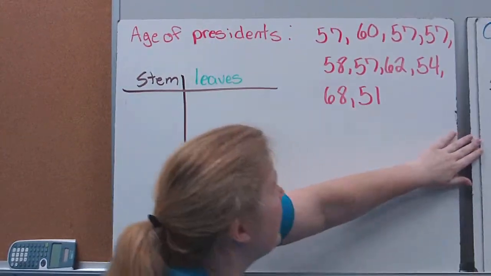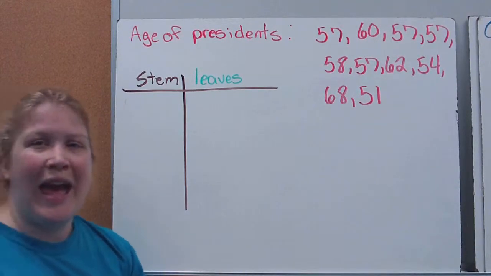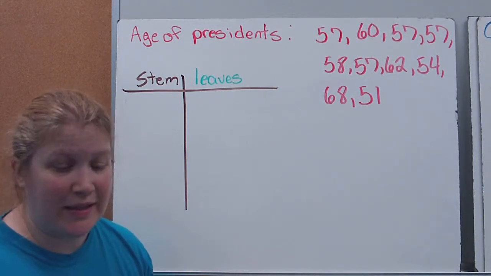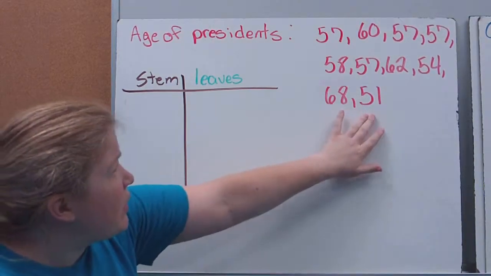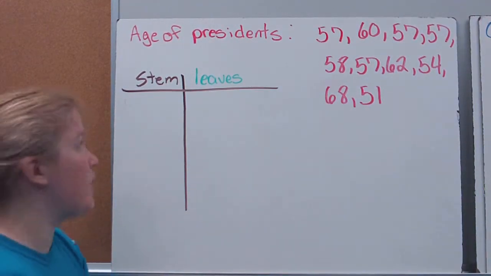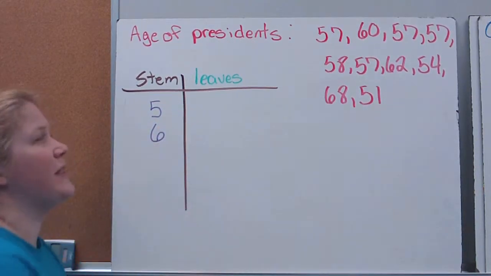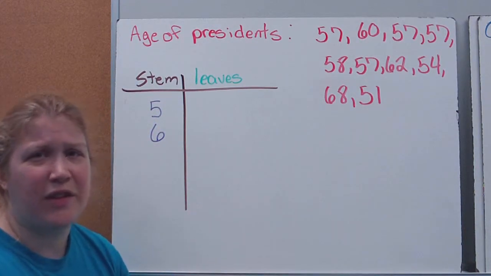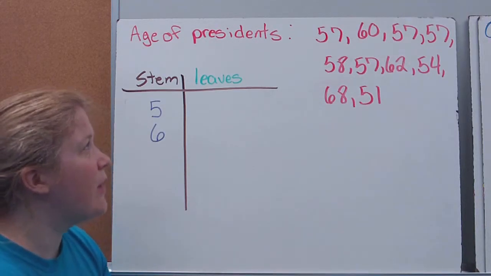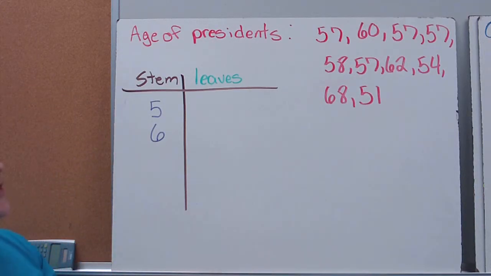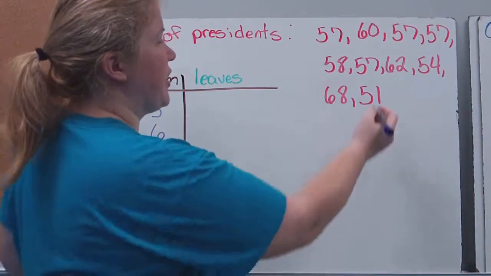All right. Here, what we're looking at is ages of presidents. You'll notice that they range from the 50s to the 60s, so that means my stem is either a 5 or a 6. All right, and these are actually our founding fathers' ages. I didn't list the people with them. That would have taken a lot of effort. So again, I'm not going to put them in order here. I'm just going to write them as I go.